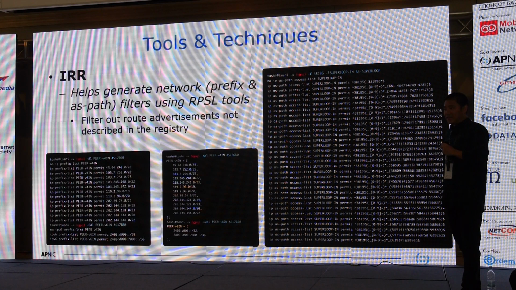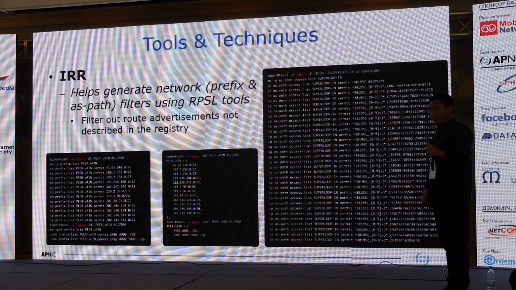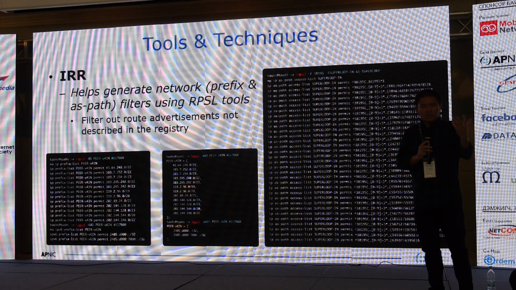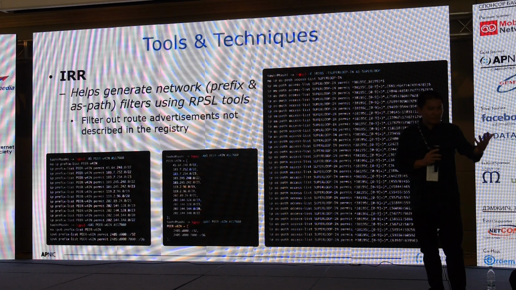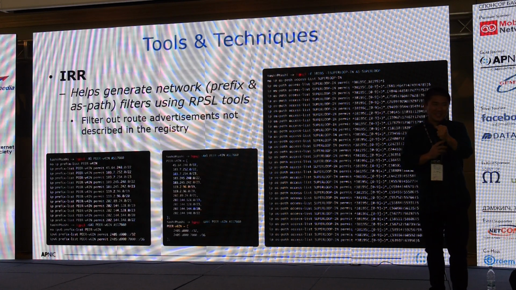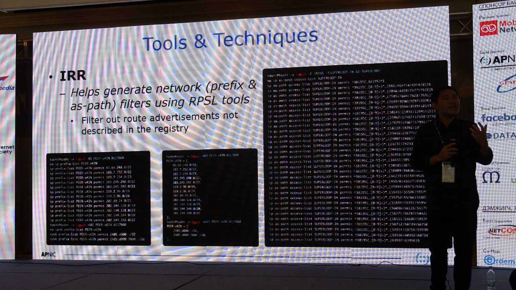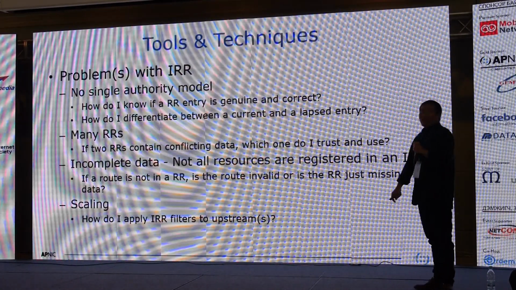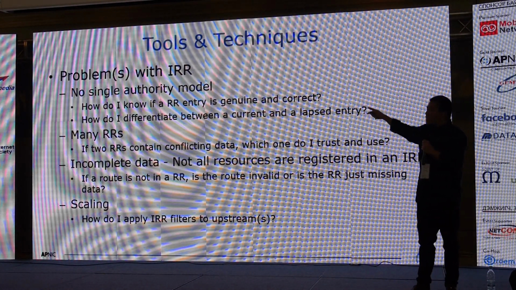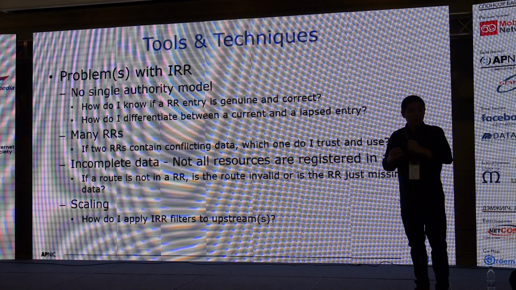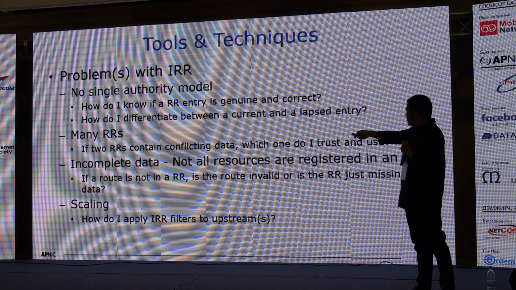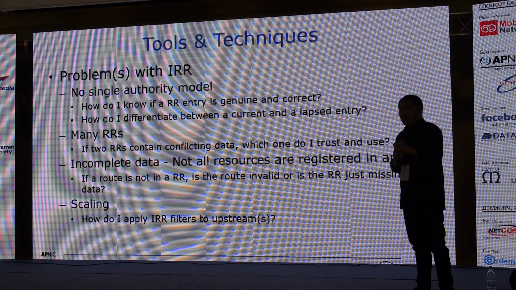Yes, it helped me generate this filter, but what if the entries in the database are not correct? Okay, my RPSL tool has generated the filter, but in those days in BT, we would generate the filters and still manually verify, just to be sure that the database entries are not incorrect, right? So the problem with IRR is this: there is no single authority model in IRR, right? There are so many IRR databases. So with regards to the single authority model, how do I know if an IRR entry is genuine or not?